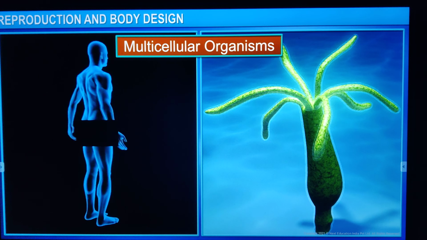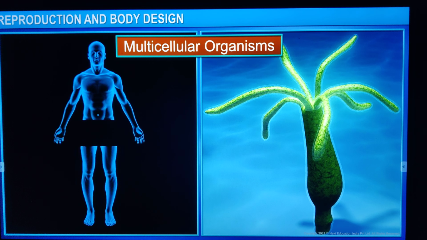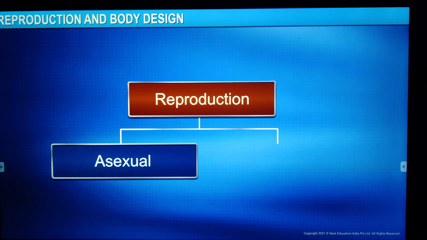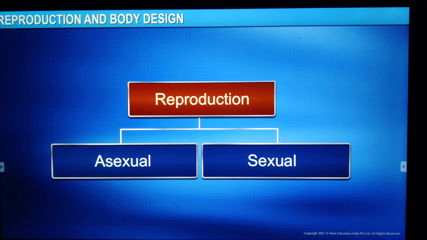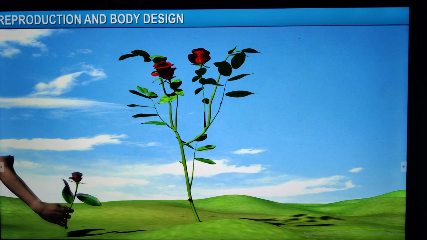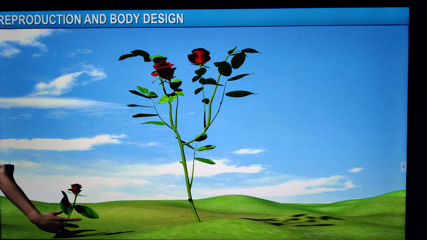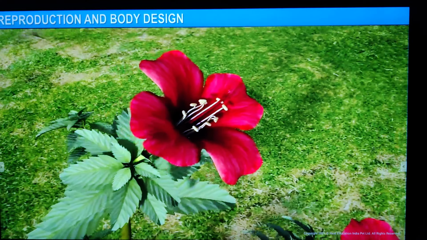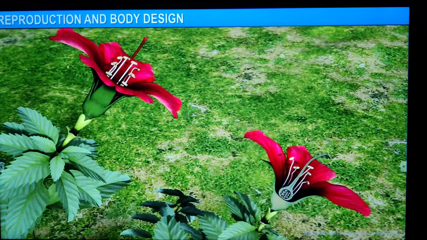Based on the body design, living organisms can undergo two modes of reproduction: asexual and sexual. The mode of reproduction is called asexual when a single individual is responsible for the formation of new generation. For example, new plants are grown without the production of seeds. The sexual mode of reproduction, on the other hand, requires two individuals to create a new generation.